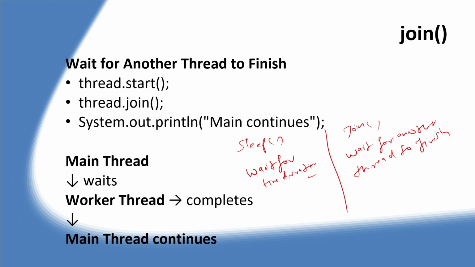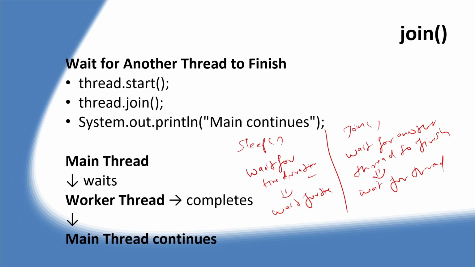So remember this simple rule. Sleep means wait for time. Join means wait for the thread to finish. Okay, so these are the differences between sleep and join.